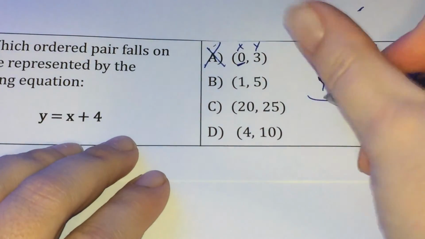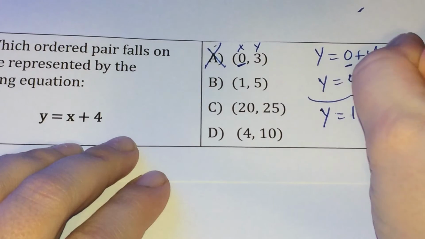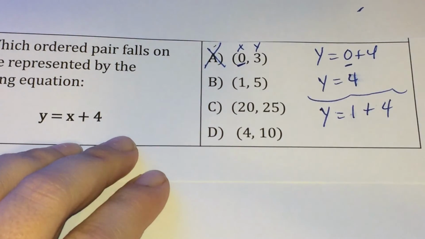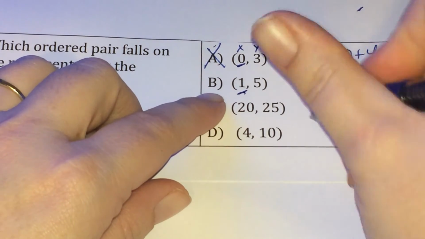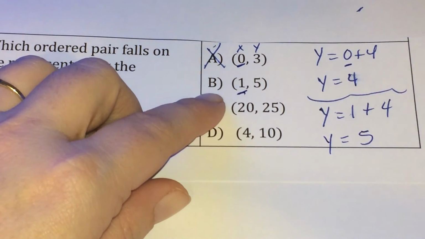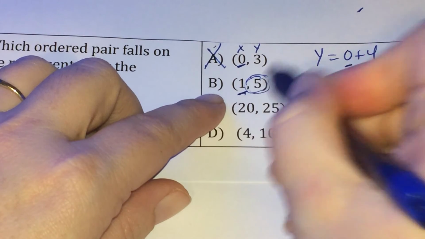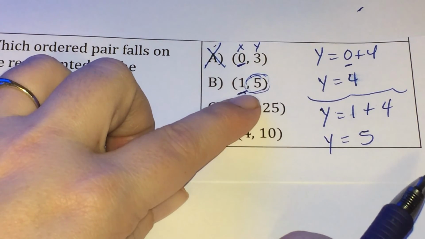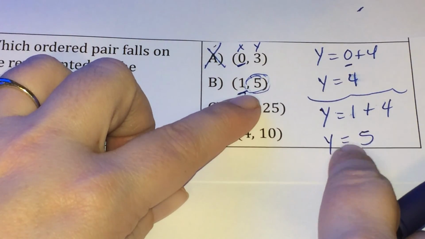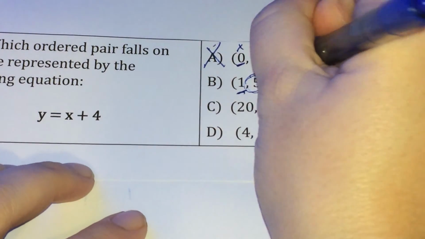Let's look at the next one. If I plug in 1, y equals 1 plus 4. I get y equals 5, which is the y that it says right here. So if I plug in this ordered pair, 1, 5, it is on the line. It works. That's the correct answer.